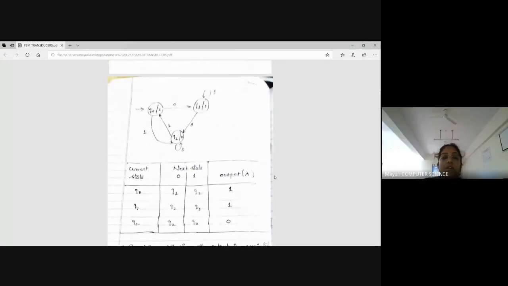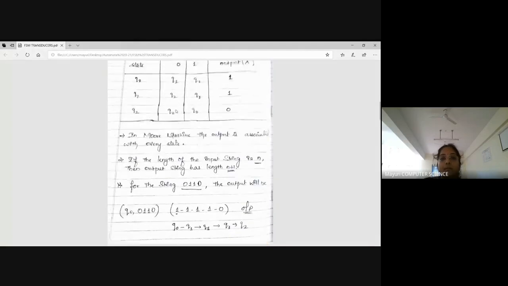Just understand that in a Moore machine, output is associated with each and every state. And the next state is dependent on, suppose from Q naught, which state I have to go to is dependent on the present input symbol and the state. It depends on which state I'm going from and on what input I'm going, so the next state is dependent on the present state and the present input symbol.